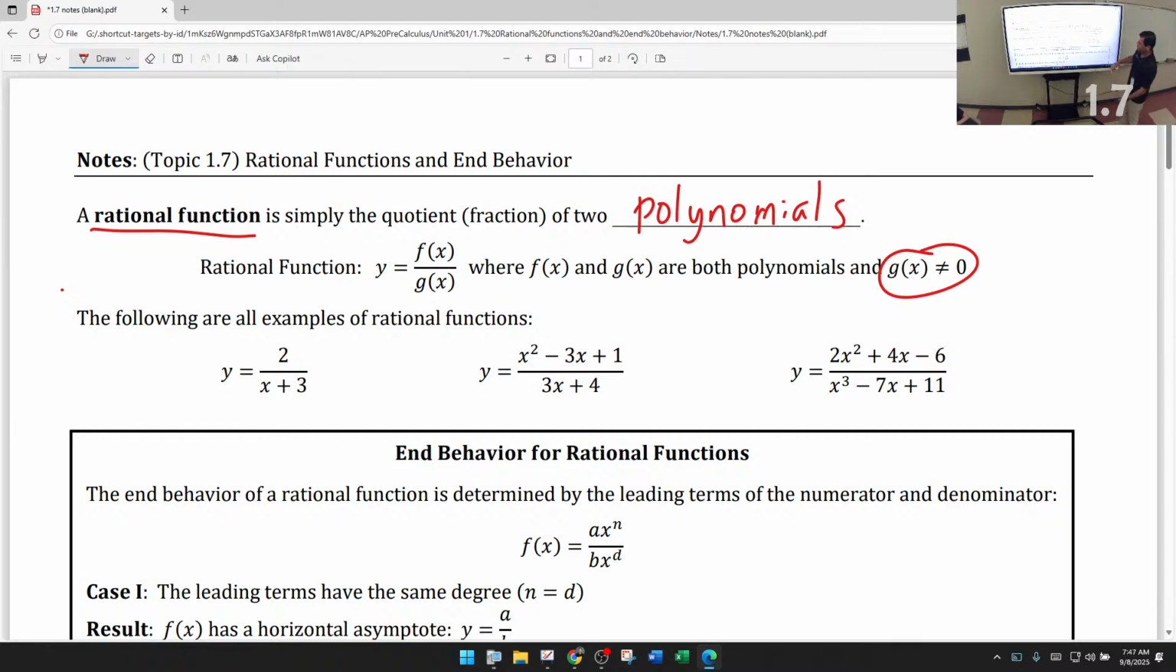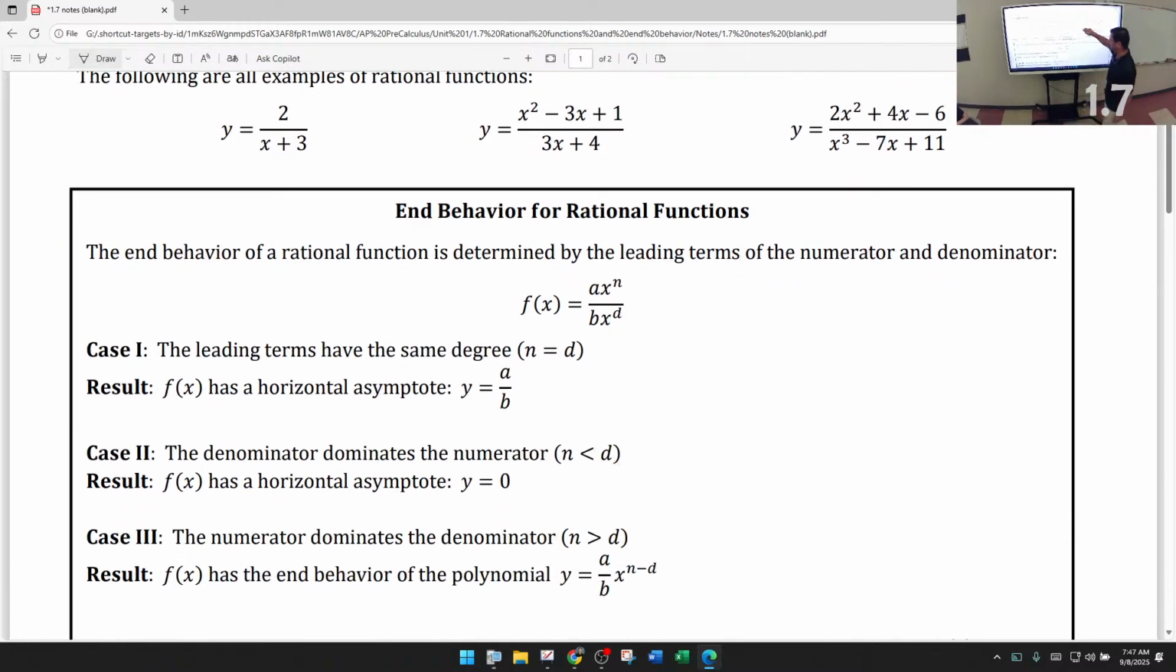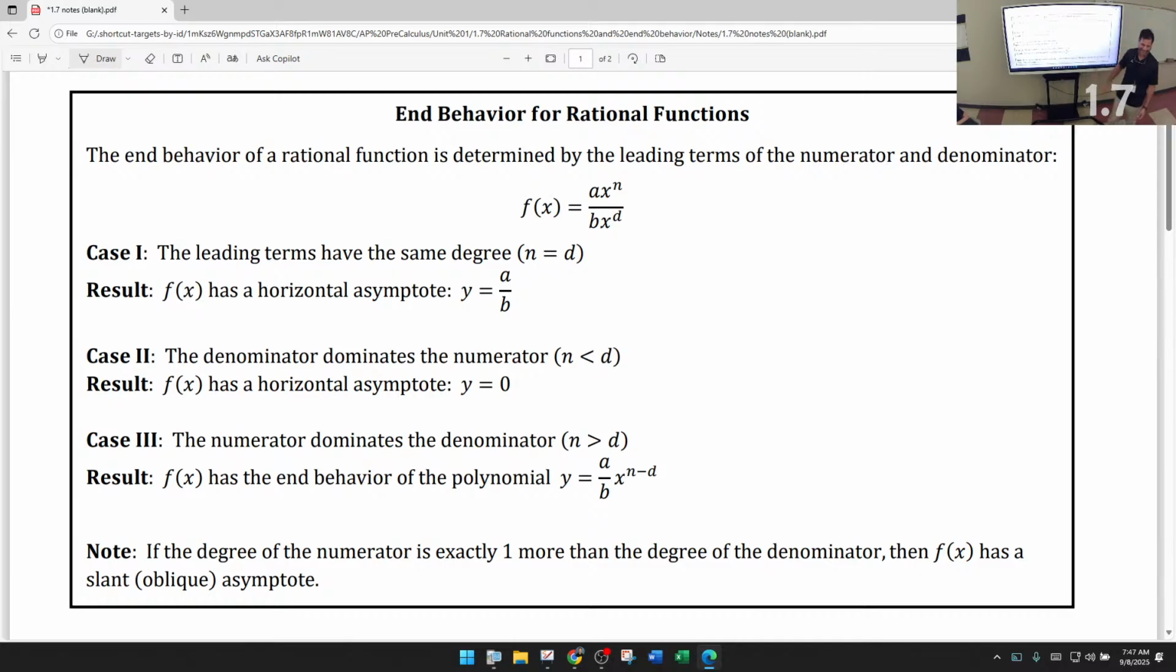What we're really going to focus on today, guys, is the end behavior of a rational function. The end behavior of rational functions. And the end behavior is going to pretty much determine what the horizontal asymptote is.